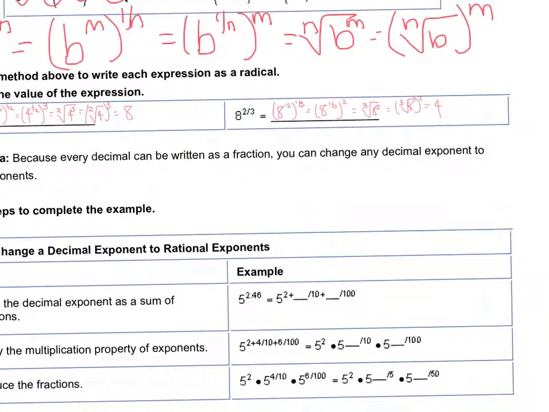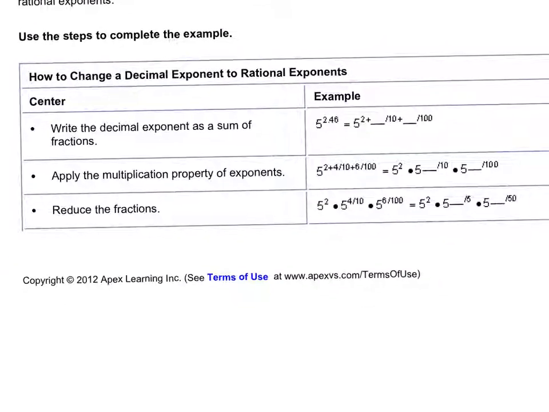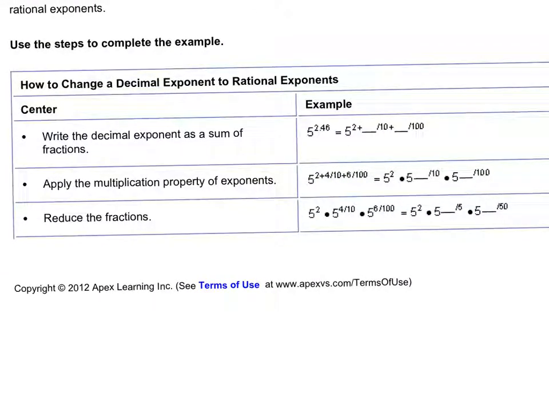I can also take things that are decimals and split them up into fractions. So if I have 5 to the 2.46, that's the same thing as saying 5 to the 2 plus 4/10 plus 6 over 100. Well, I could split that up even further, and instead of adding each of those pieces, I could multiply 5 squared times 5 to the 4/10 times 5 to the 6 over 100. And then I could actually reduce those, and 4 over 10 would reduce to 2 over 5, and 6 over 100 would reduce to 3 over 50.